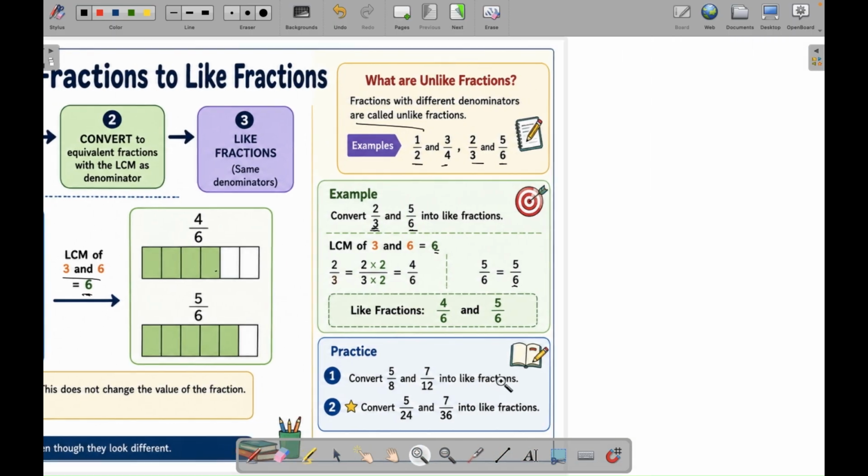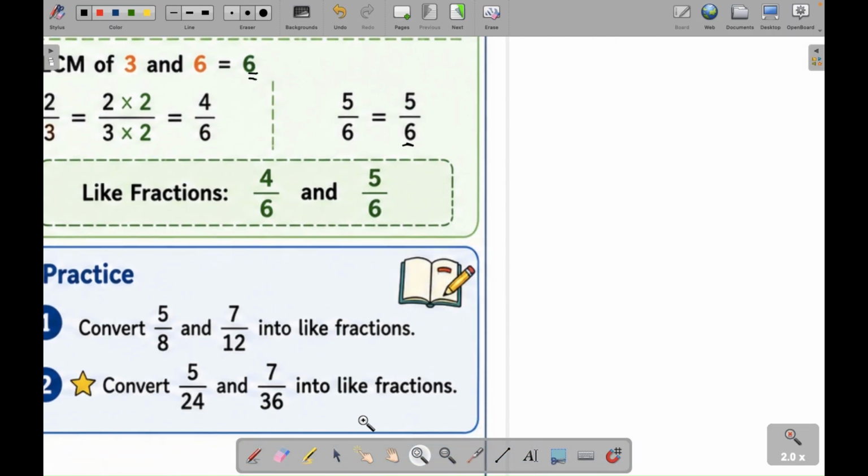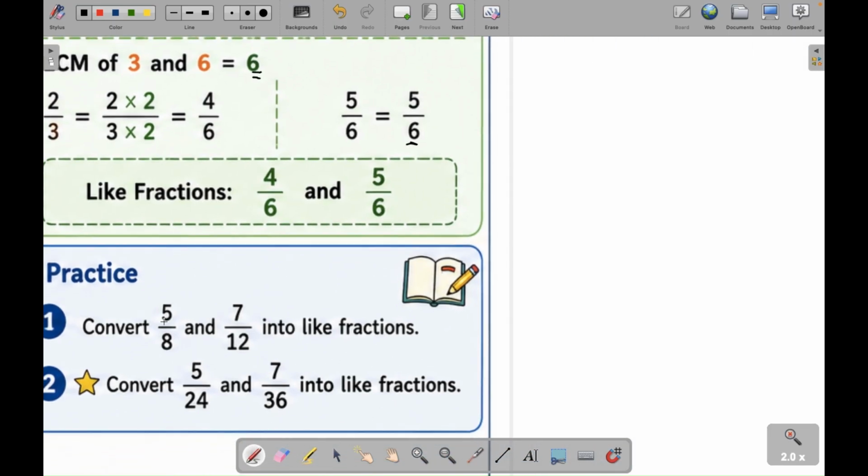Let us solve some more examples. So we have 5 by 8 and 7 by 12. Again, these are unlike fractions. We'll try to convert them to like fractions. So the denominators are 8 and 12. Right? We try to find a common denominator.